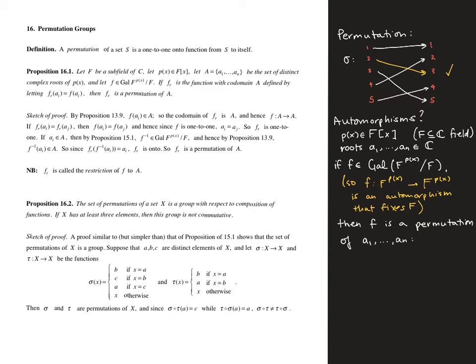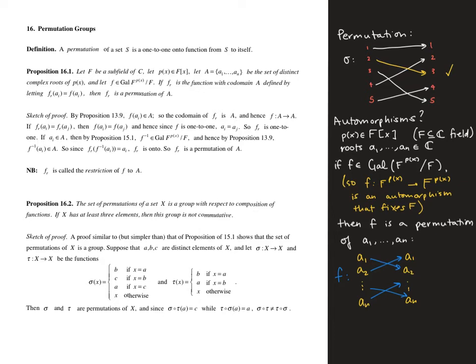What that means is that f is really a permutation of a1 through an. So f can be thought of as a one-to-one and onto function from the roots of p of x to themselves. And this is how we think about f as a permutation of roots. And we sometimes call f restricted to the roots the restriction of f to the set of roots.